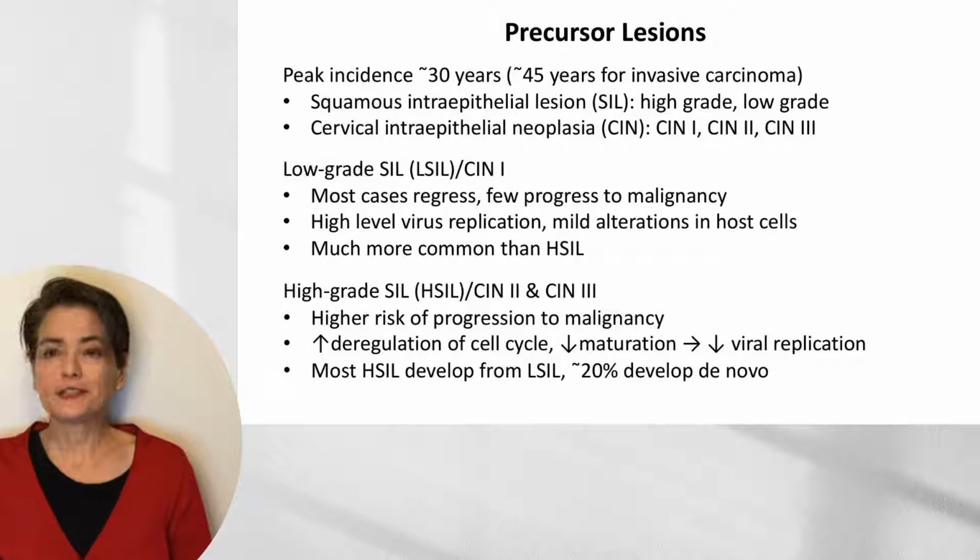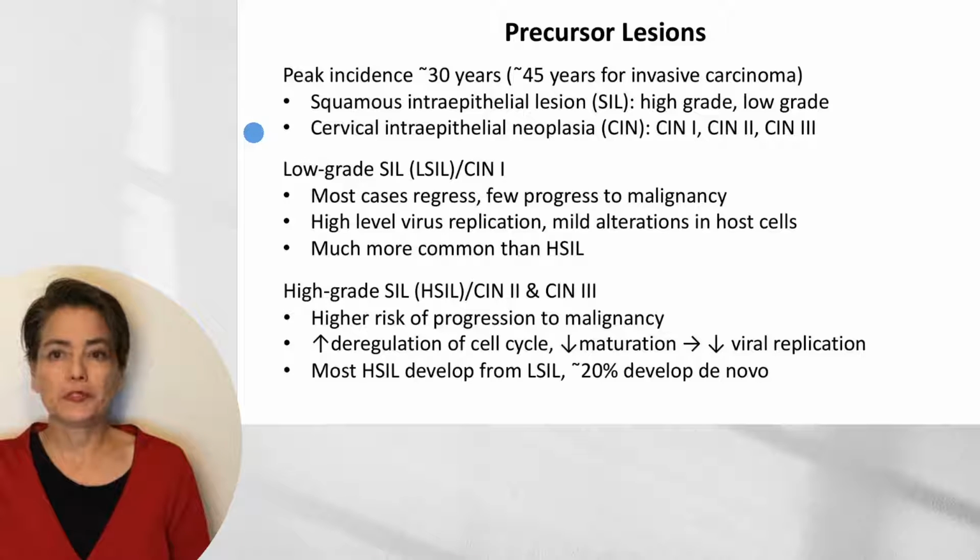So this brings us to a discussion of precursor lesions. So these precursor lesions tend to peak at about the age of 30 years, about 15 years before invasive carcinoma, because without treatment over those 15 years, we'll get the addition of additional mutations. So the way that we categorize this is using two types of terminology. We have squamous intraepithelial lesion, or SIL, which is a two-tier system, which we call just high grade or low grade. And then we have cervical intraepithelial neoplasia, or CIN.